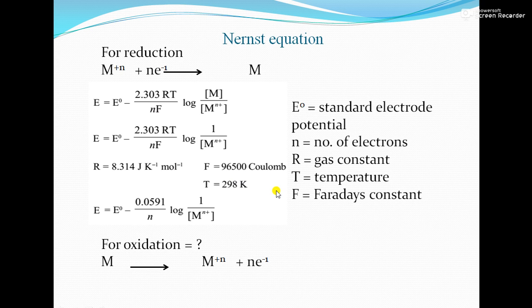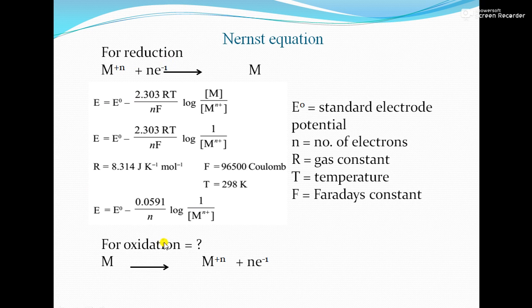After putting all these values, we get the equation E is equal to E0 minus 0.0591 upon n into log of 1 upon Mn+. So we are going to take the concentration of metal as 1. So this is for the reduction reaction.